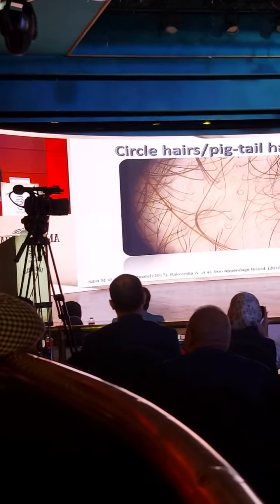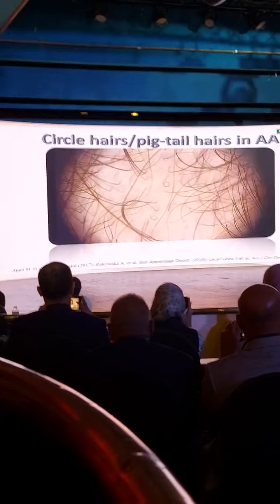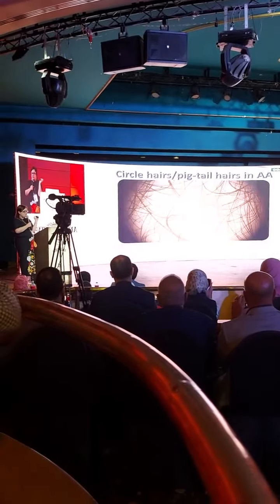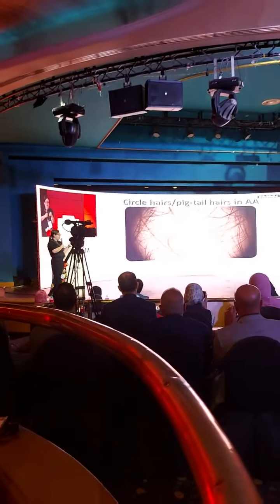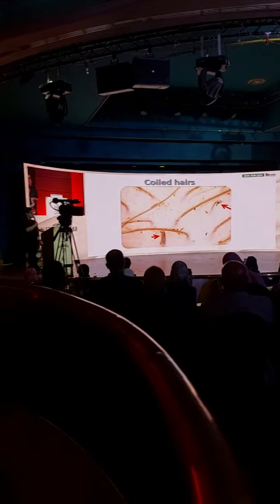Opposite to circle hairs, also known as pigtails, seen in alopecia areata. So these are new anagen hairs, very regularly coiled, with a pointed distal part, opposite to these coiled hairs seen in trichotillomania, where the distal part is very irregularly coiled.